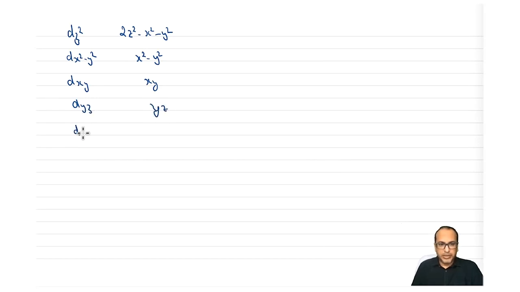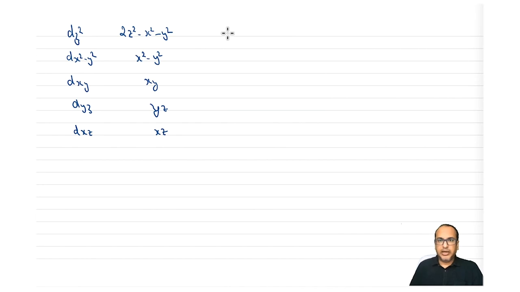So for example, dz square has the functional form of 2z square minus x square minus y square. Similarly, we have dx square minus y square as x square minus y square, and so on and so forth. Dxy will be xy, dyz will be yz, and dxz or zx will be xz. So if we want to see how the d orbitals are transforming under various symmetry operations, we must know how x, y, z are transforming.